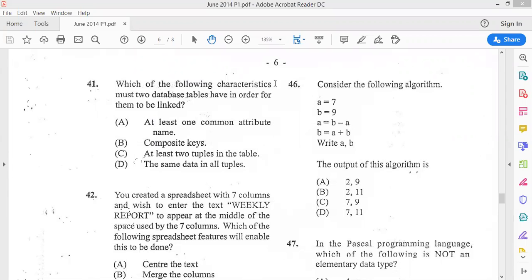Anybody yet? Miss C, what is C? 7 and 9. Sure. Yes, miss. Miss B, 2 and 11. So one person said 2 and 11, one said 7 and 9. So let's see. Check it again.